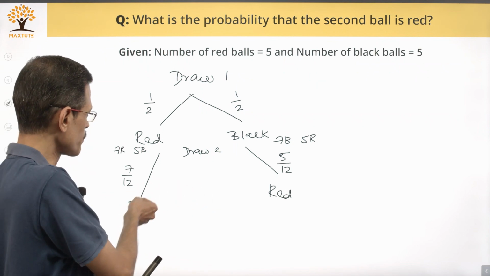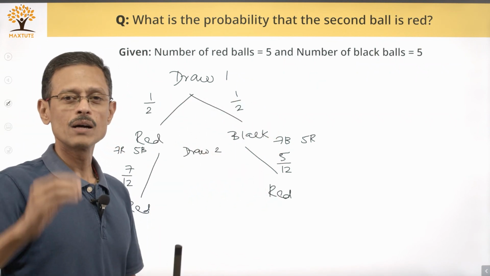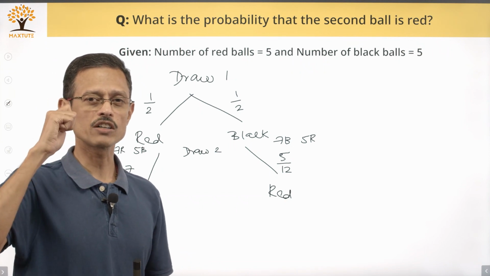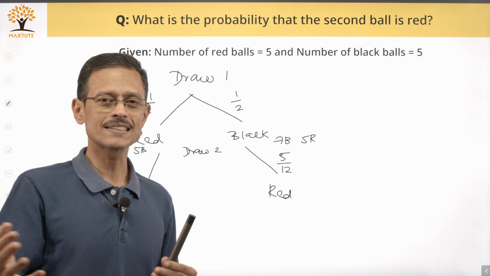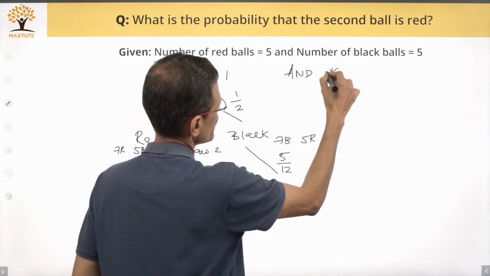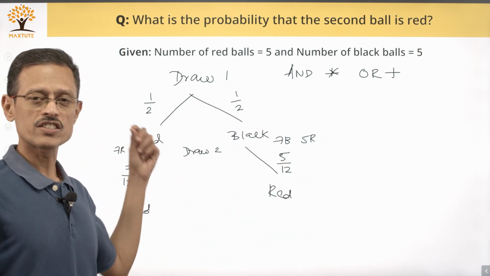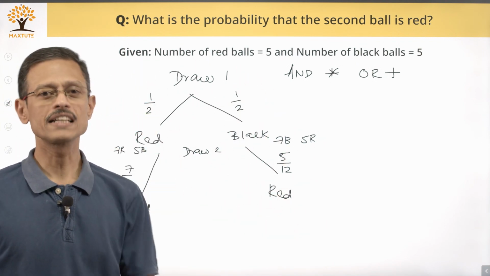Now we could have got a red ball through this branch, or we could have got a red ball through this branch. I'm going to tell you something, keep this in mind, this will work for all probability questions. When you make sentences, if you use the word and, then multiply. If you use the word or, add. We'll complete the question. We are still in the tree diagram. We'll come to the denotation in the next slide.